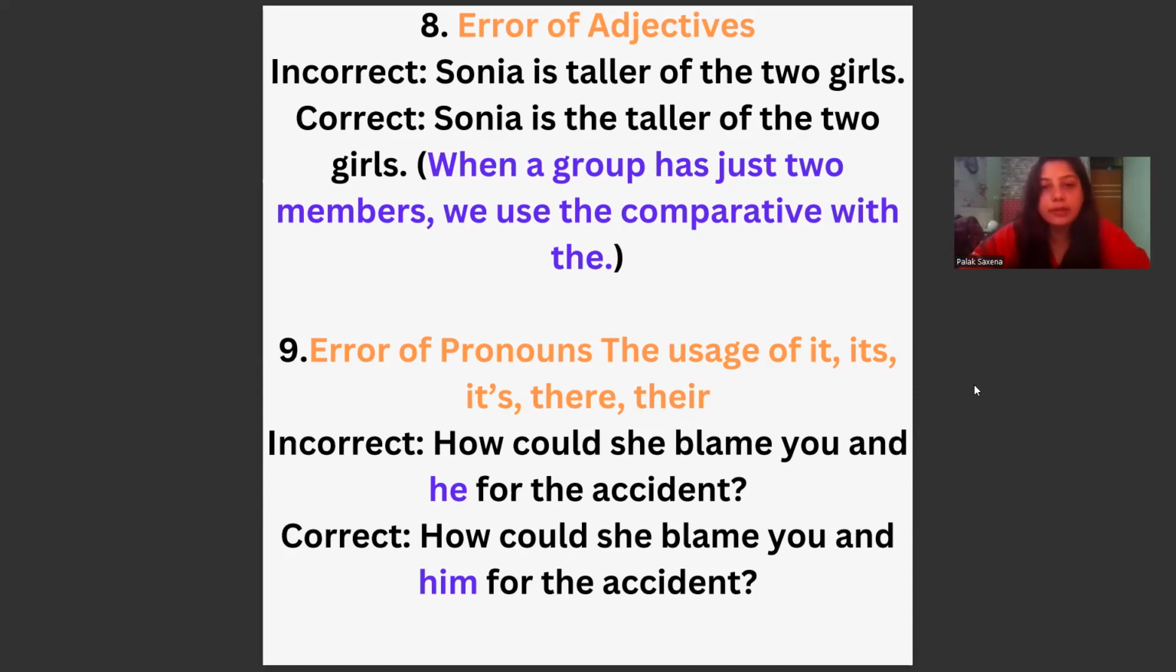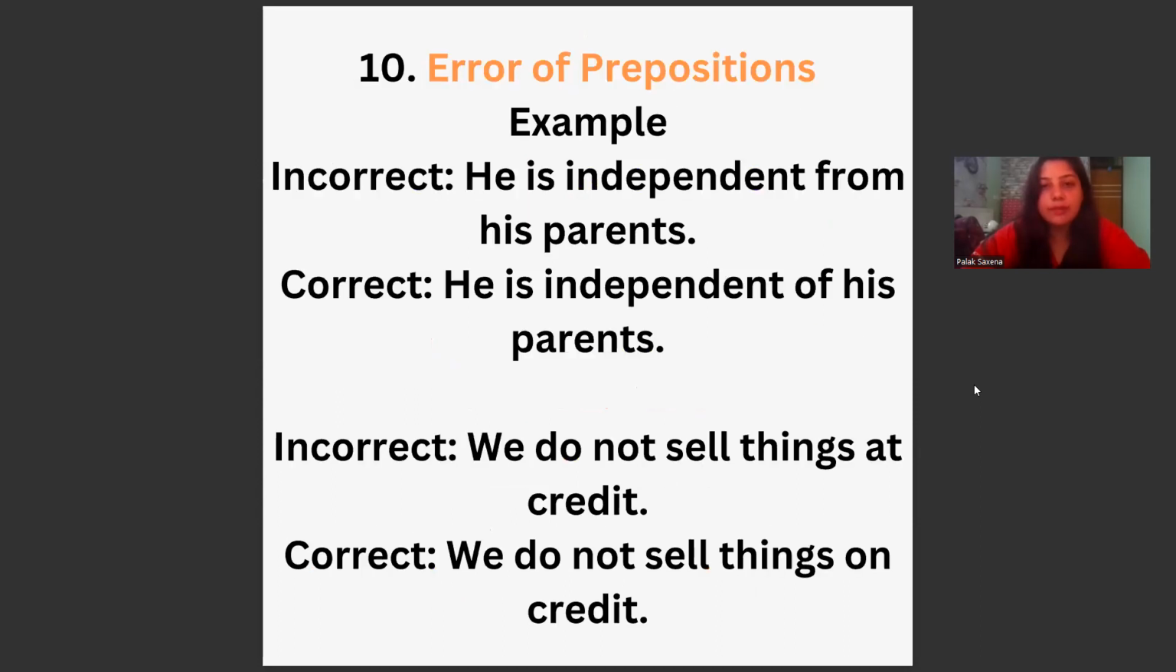Error of pronoun, the usage of first, second and third person. Now, when you read about pronouns, you will understand the first person, second person, and third person. So usually such kind of mistakes are also present. The first one is, how could she blame you and he for the accident? So you and he would be incorrect here. Instead of you and he, it should be you and him. Because here, second and third person must be used and it should not be the first one.